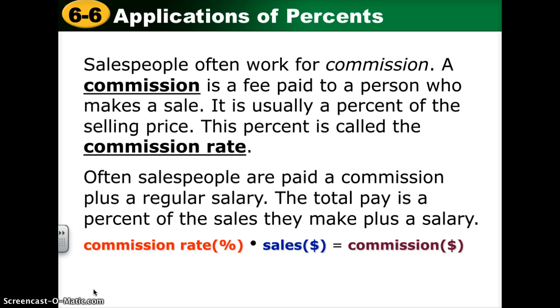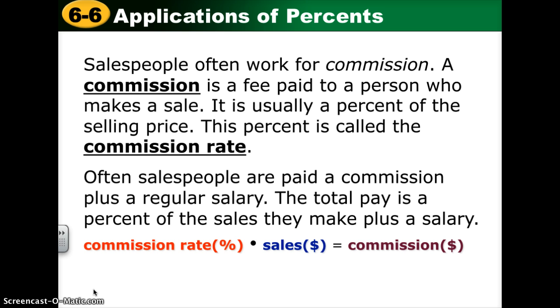Salespeople often work for commission. A commission is a fee paid to a person who makes a sale. It is usually a percent of the selling price. This percent is called the commission rate. Often salespeople are paid a commission plus a regular salary. The total pay is a percent of the sales they make plus a salary.